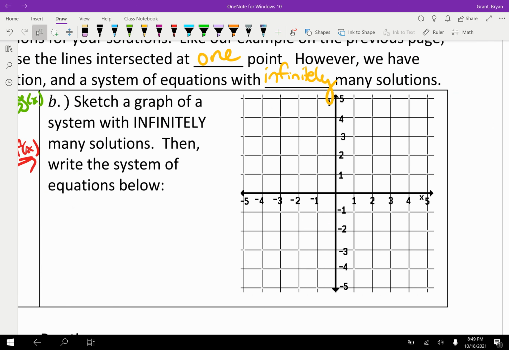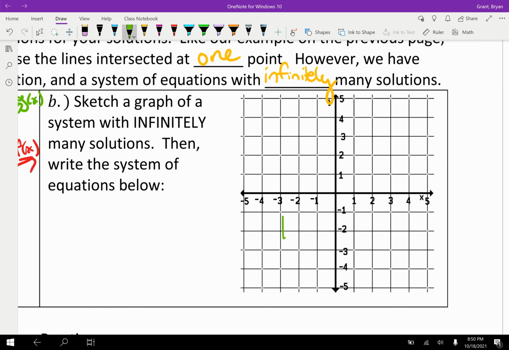All right, last but not least, sketch a graph of a system with infinitely many solutions. Well, no solutions, they never crossed. One solution, they crossed once. Infinitely many. Doesn't that mean they cross an infinite number of times? So for them to cross an infinite number of times, what does that mean?